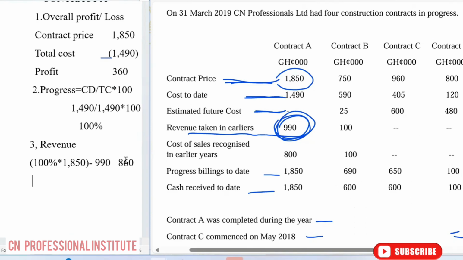Then we have cost of sales. Okay. Cost of sales, the same thing. What is the cost of sales that we are going to record? We said with the cost of sales, we record cost to date. Are you following? As a cost of sales. What's the cost to date? It's here. That's the 1,490.